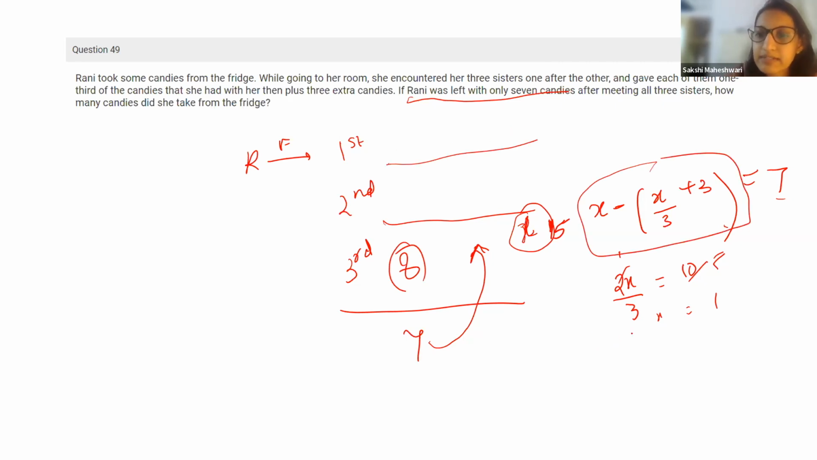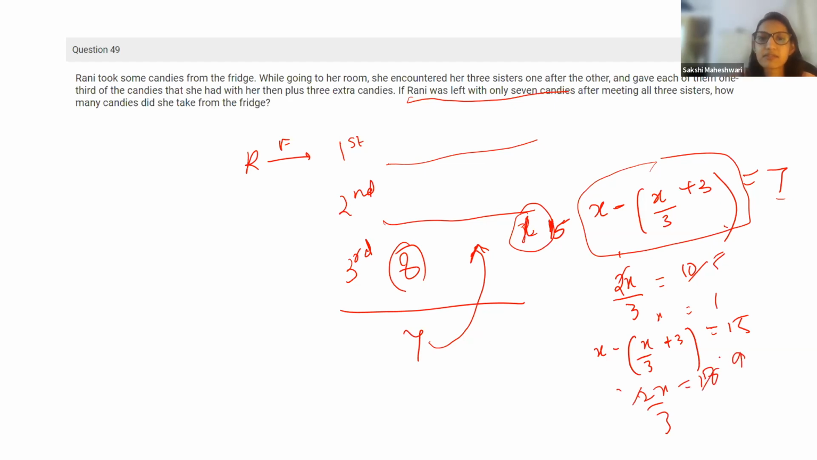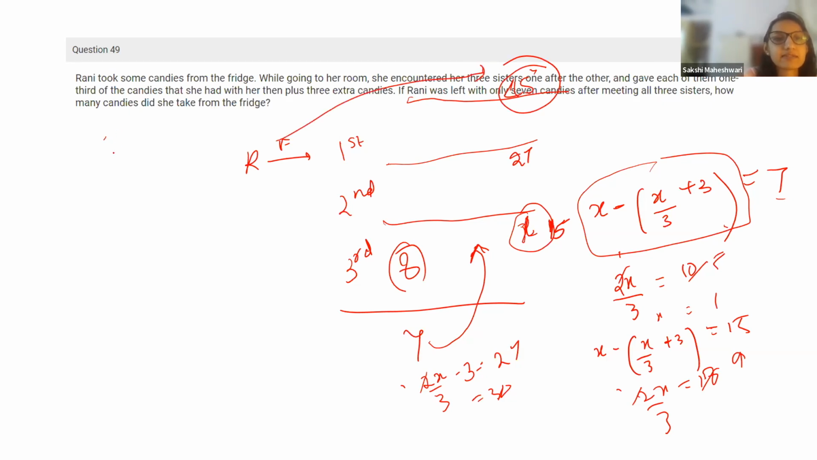So you just have to equate x minus x by 3 plus 3 to 15 now. Okay. This is the similar equation you'll get. So this becomes a simpler version. This will be 2x plus 3 equals 18. Just solve this. This becomes 27. Then again the same equation, 2x by 3 minus 3 equals 27. So this becomes 30, 15. So this becomes 45. Like when she came initially from the fridge, she took out 45 candies.